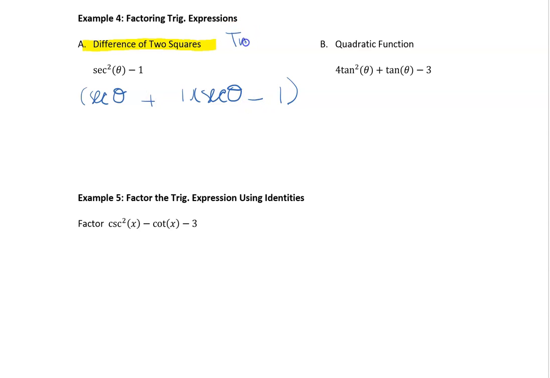And if need be, you can also think about this just as polynomials and go, okay, if I had x squared minus 1, how does that factor out? Well, that factors into x plus 1 and x minus 1. You saw some of this factoring at the end of the last chapter. So once I factor this out, I've got secant theta plus 1 times secant theta minus 1. And I'm not going to do anything else with it.